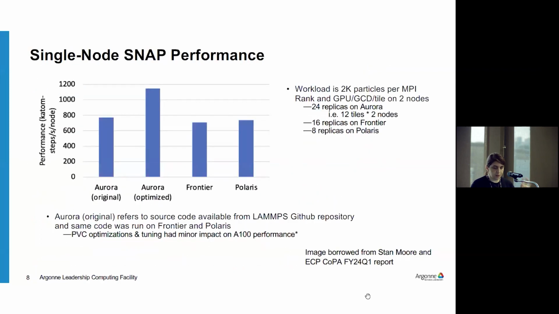So this plot shows the single node SNAP performance on multiple different architectures today. You can see higher means better, and the optimized version, which is what we have today, is highest of all the other architectures. Now, this optimized version, we did test on Polaris and Frontier, and we didn't really see a significant change. So the optimization was mostly helpful for the Aurora architecture rather than other architectures.